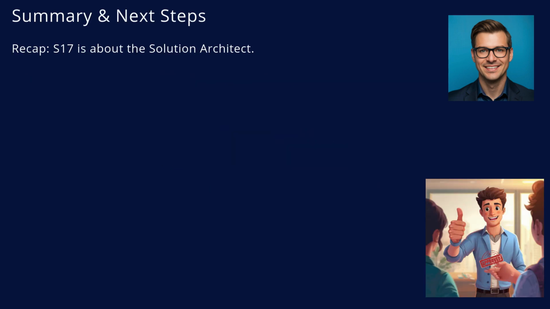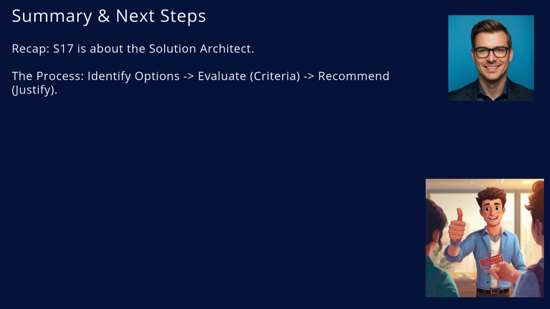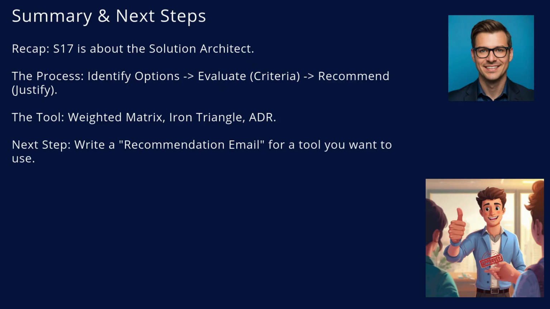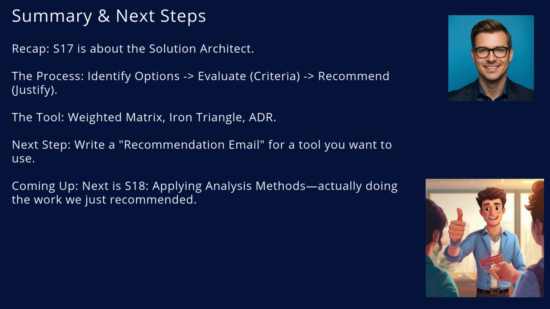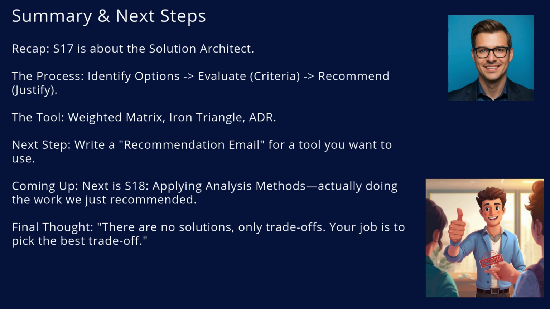Let's wrap up. We've learned that S17 is about being a solution architect. We explored the process: identify options, evaluate against criteria, and recommend with justification. We learned that appropriate means balancing the iron triangle of cost, time, and quality. Your next step is to write that recommendation email. Practice the language of trade-offs. In our next session, we will look at S18, where we move from recommending the solution to actually applying the analysis methods to deliver it. Remember the engineer's motto: there are no perfect solutions, only trade-offs. Your job is to pick the best trade-off.